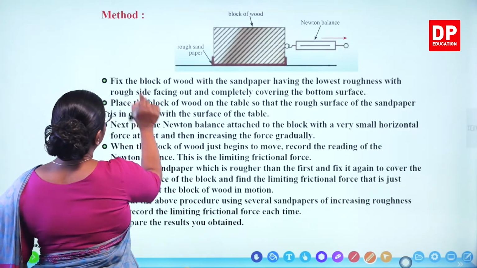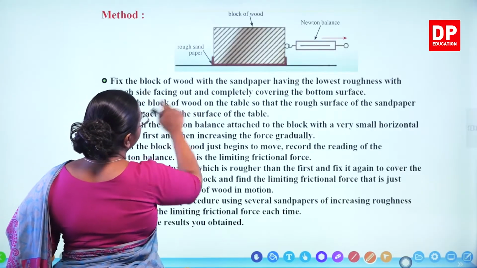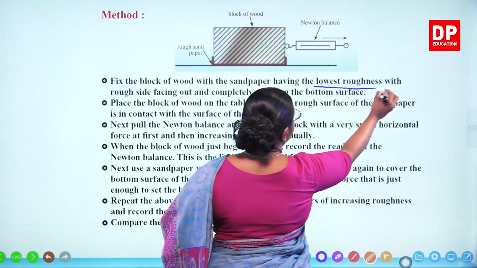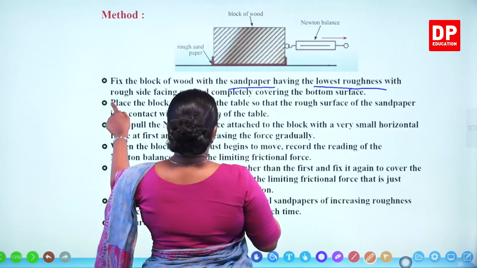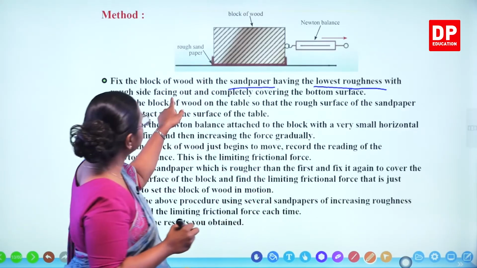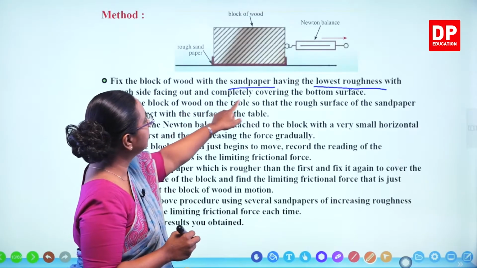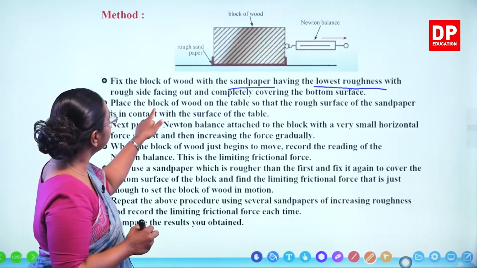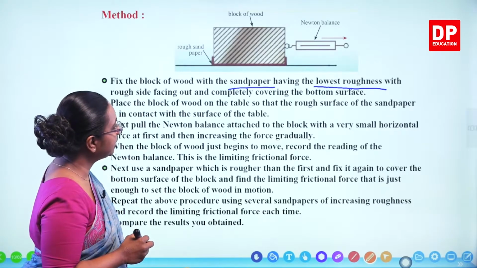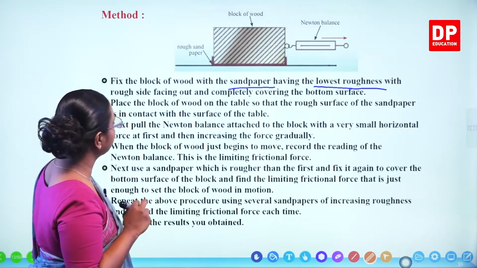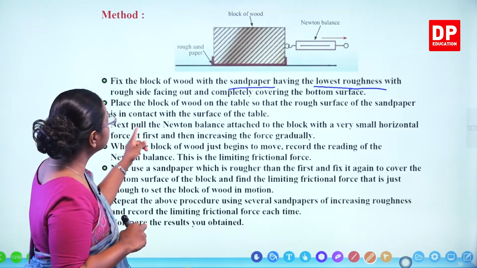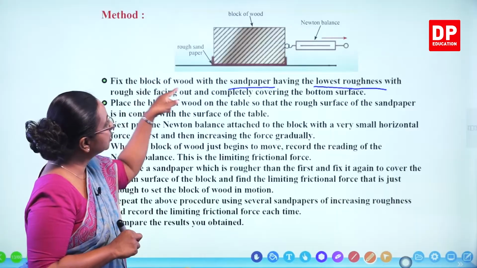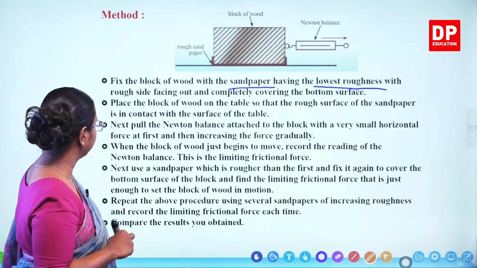So we can look at the steps. Fix the block of wood with the sandpaper having the lowest roughness, with the rough side facing out and completely covering the bottom surface. Place the block of wood on the table so that the rough surface of the sandpaper is in contact with the surface of the table. So that is what is shown in the diagram.